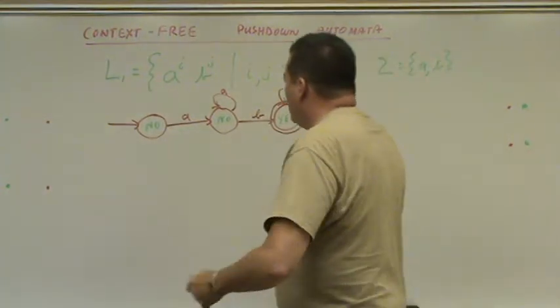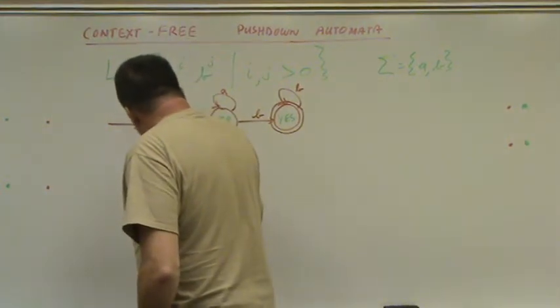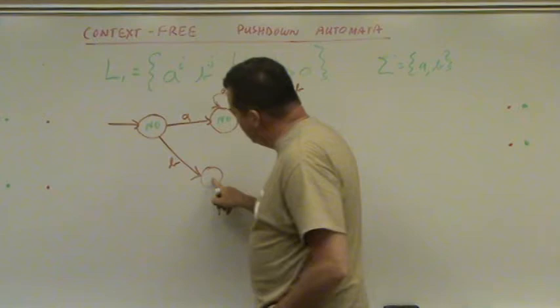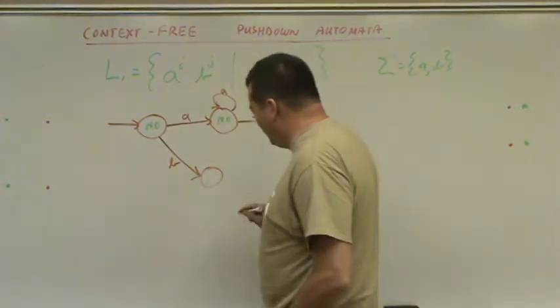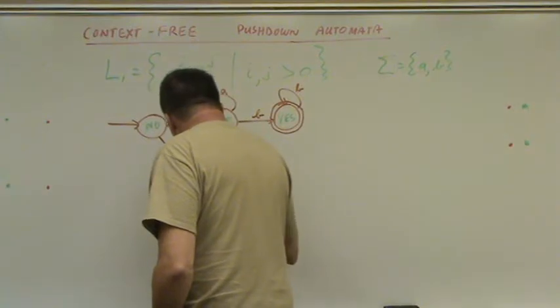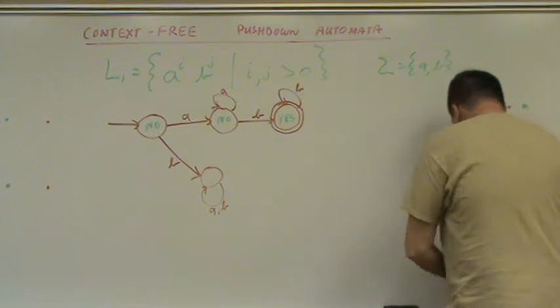If the first thing we read is a B, that's no good. And we're going to create this state. This is called a trap state. This is a state, if you ever get here, you're dead. You'll never come out. You could read all the A's and B's you want. You're going to stay in this state, and it's going to always answer no.